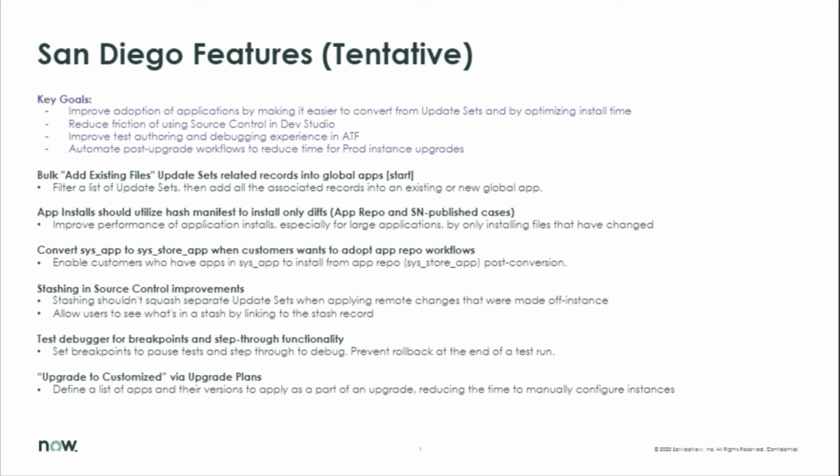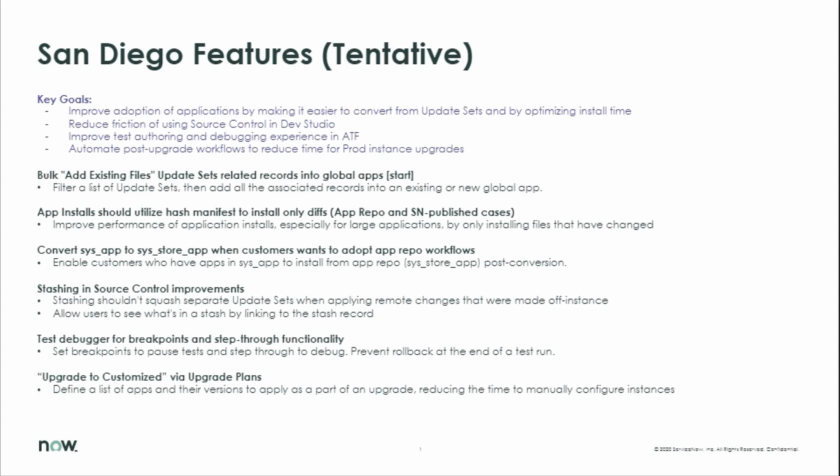Secondly, we want to improve the speed and performance of installing applications. So today, when we install an application, we are performing operations on every single record in the application. And going forward, we want to only perform operations on the diffs. So any records actually have changes. And that should vastly speed up installs for applications, both published by ServiceNow as well as by customers and our ISV partners.